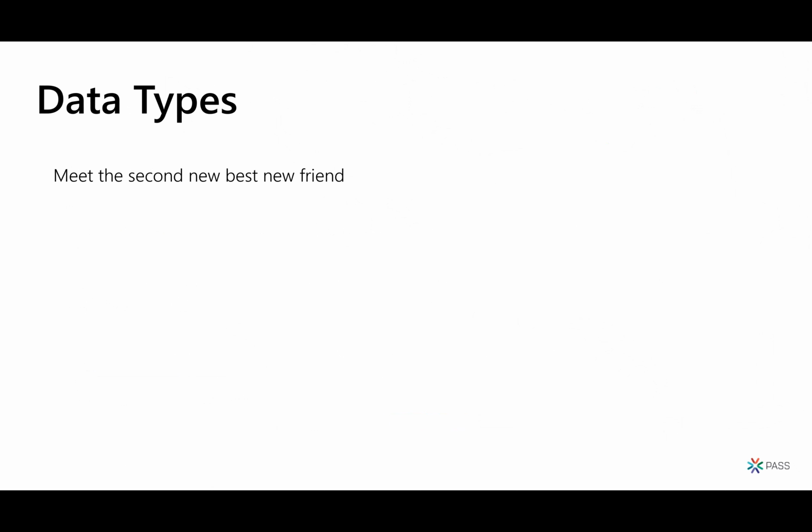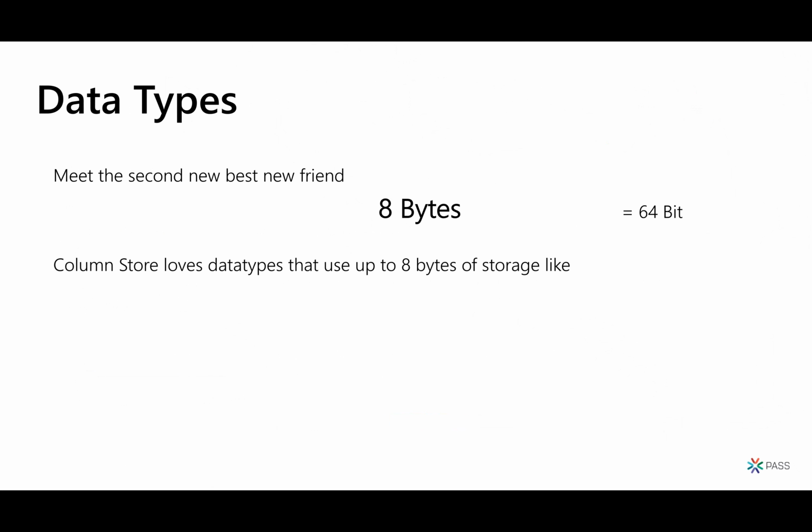So time to meet our second new best friend, and that's the number 8 bytes or 64 bits. Column store is designed to deal with data that is 8 bytes or less in size. And we will get to the why under the hood later. But for now, if the data type is larger and takes more than 8 bytes, column store can handle it, but a lot of functionality gets disabled. And that's the functionality we get to in the next slides.